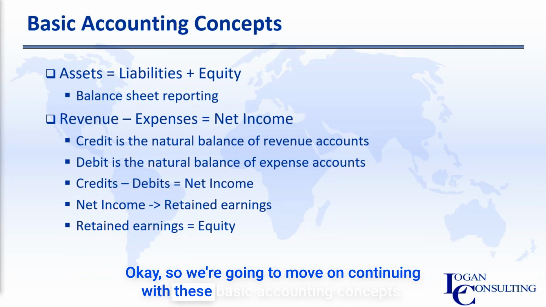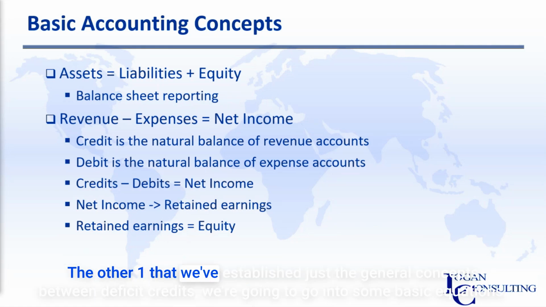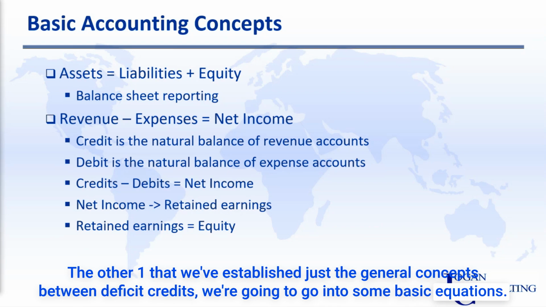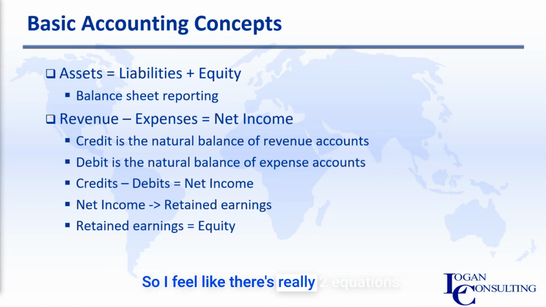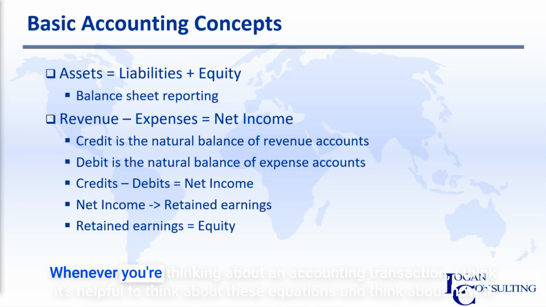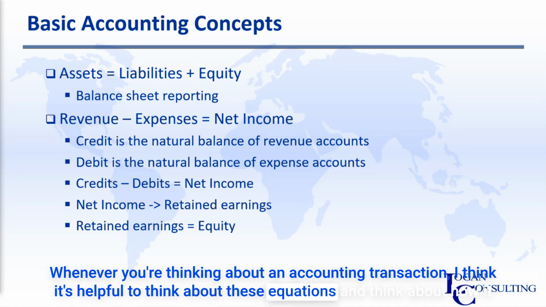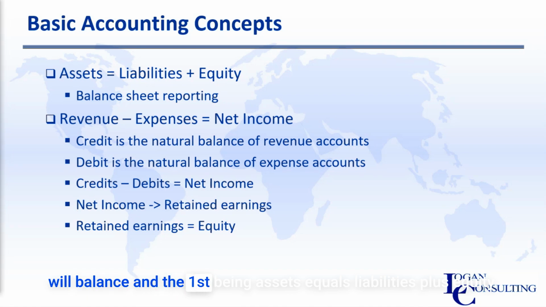Continuing with these basic accounting concepts, we've established the general concepts between debits and credits, and we're going to go into some basic equations. I feel like there are really two equations you need to know, and this explains most things. Whenever you're thinking about an accounting transaction, it's helpful to think about how it will balance. The first is assets equals liabilities plus equity.